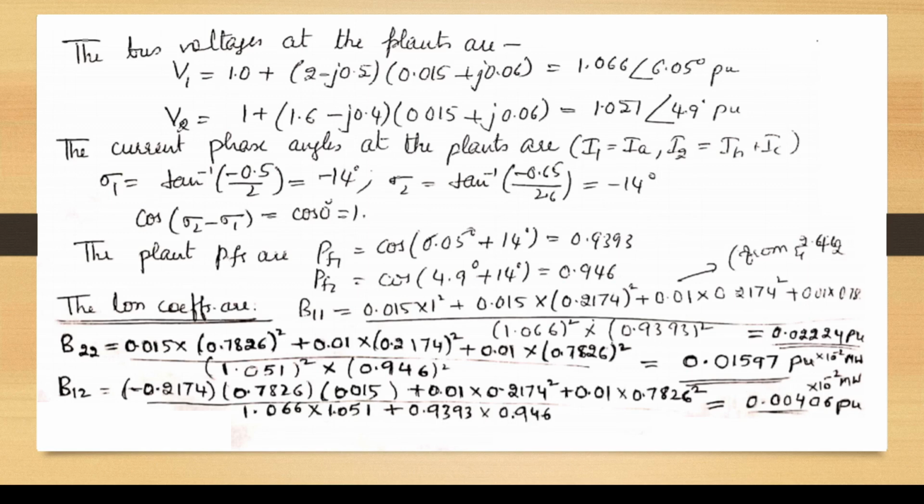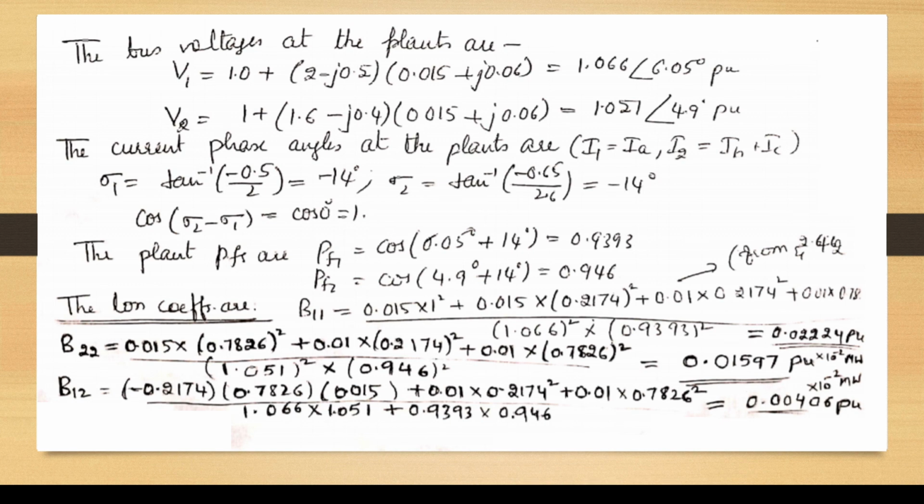So sigma 1 will be equal to tan inverse of minus 0.5 by 2, that is minus 14 degree, and sigma 2 is tan inverse of minus 0.65 by 2.6, that is minus 14 degree. Now we will calculate cos of sigma 2 minus sigma 1. Sigma 2 is minus 14 and sigma 1 is minus 14, so minus 14 plus 14 will give us 0. So cos 0 is 1.